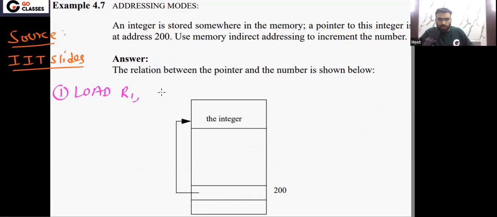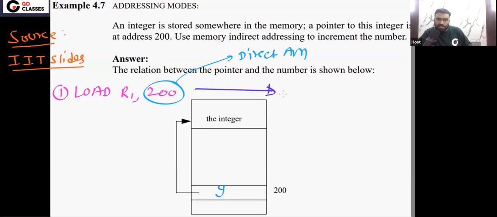In this register R1, what do you load? You load this. This is the direct addressing mode. Here we are using direct addressing mode. You load this value y. Please understand, we are loading the value y. This is what we are doing first.